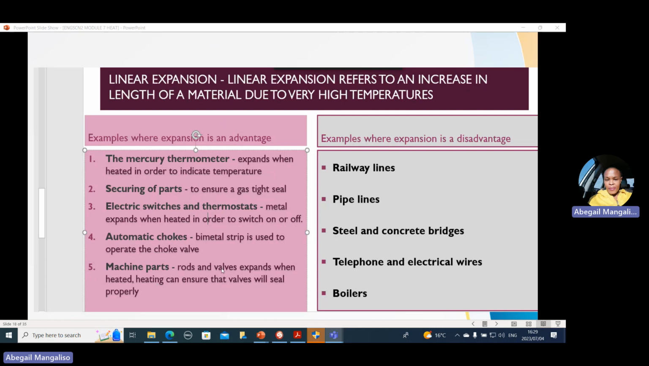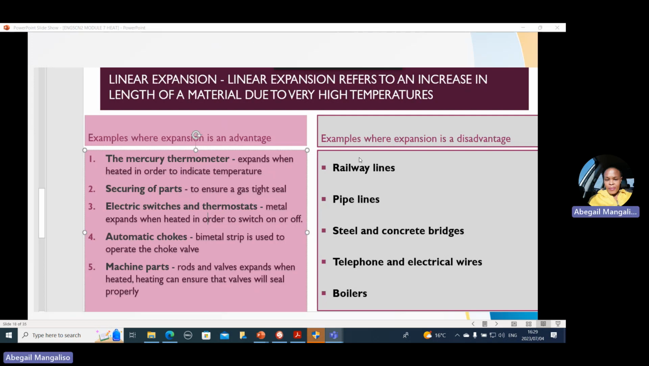Machine parts, rods and valves expand when heated. Heating can ensure that the valve will seal properly. So these are where this expansion is the advantage. Due to this advantage, when the mercury expands, we are able to read the temperature. So it is an advantage.